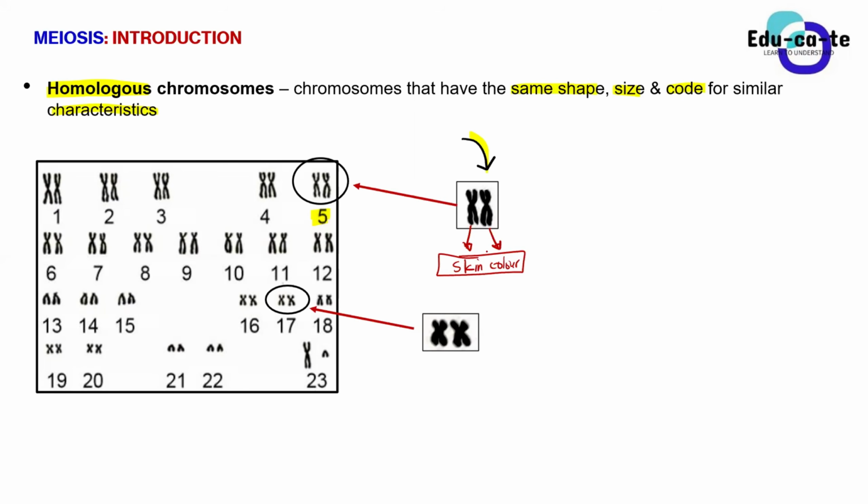So basically these homologous chromosomes must be able to control the same characteristics. You cannot have a chromosome that is controlling your skin color combined with a chromosome that is controlling something else that is different. So homologous chromosomes look alike, they have the same shape, same size, and additionally they code for similar characteristics. Are we clear on that?